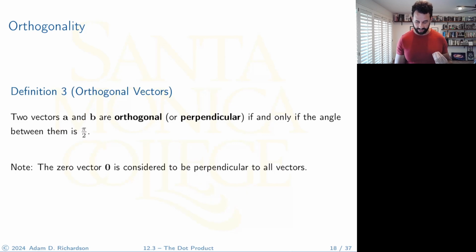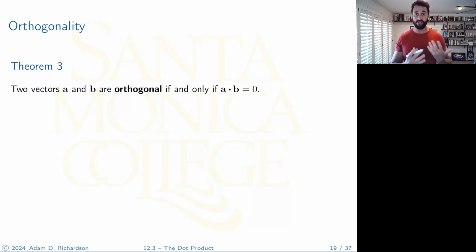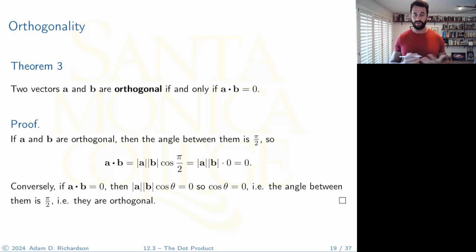So we defined orthogonality as the angle being pi over 2 or 90 degrees, but you could equivalently define it as having a zero dot product. That's what's so handy about the dot product, right? The proof is very straightforward. Two vectors are orthogonal if and only if their dot product is 0. Well, if they are orthogonal, then the angle between them is pi over 2. And so that means this cosine of pi over 2 is equal to 0. So their dot product is equal to 0, right?